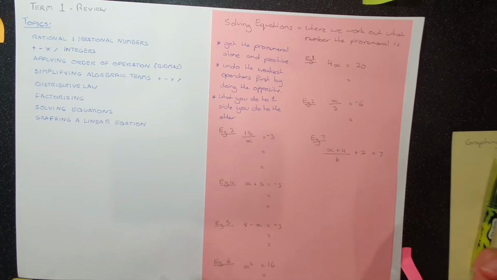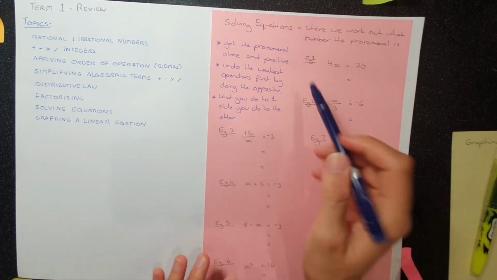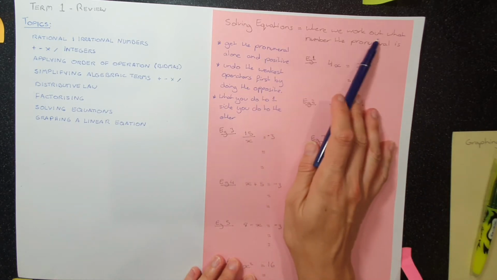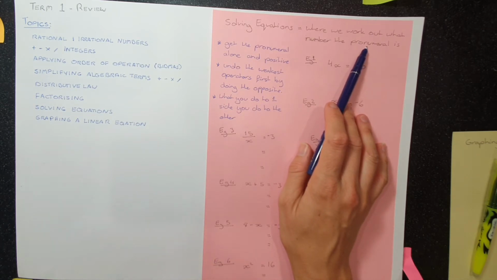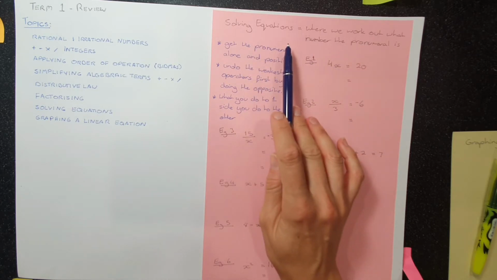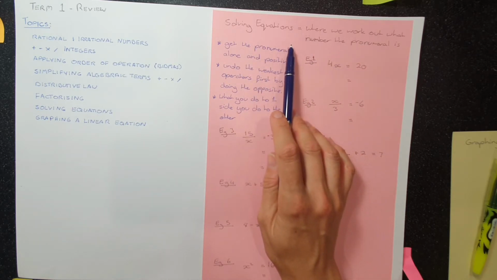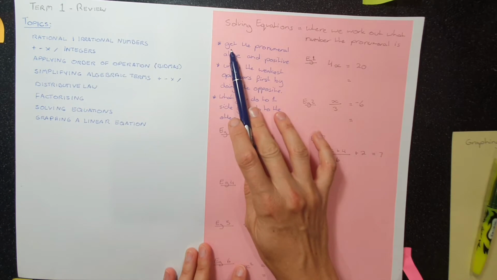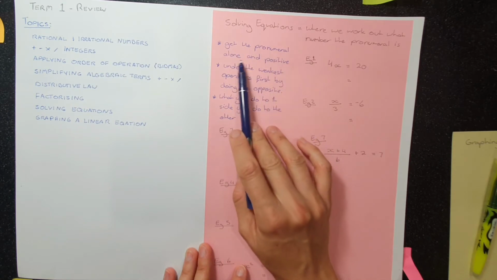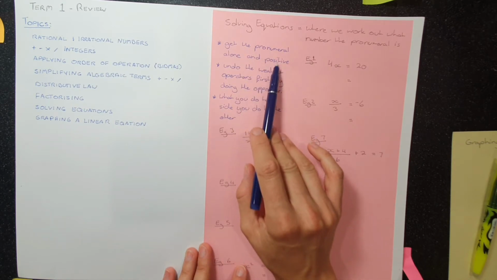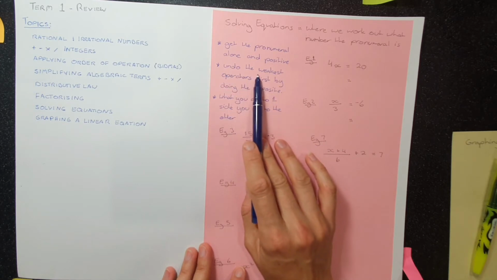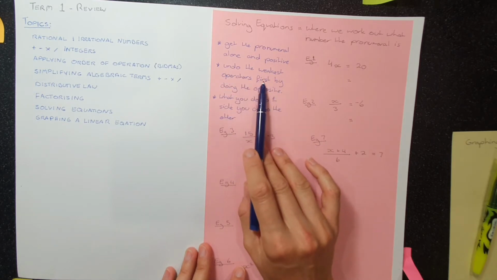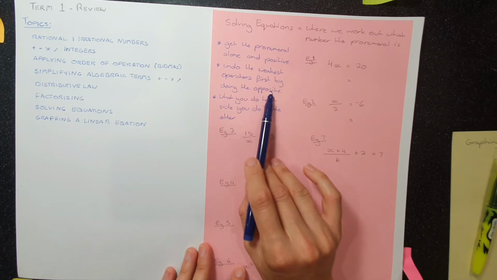So, solving equations. What I need you to note here is that this is where we work out what the number is that the pronumeral is representing. So when we have an x in an equation, when we solve the equation, it means we find out what number x is representing. How do we do this? Well, we have to get the pronumeral on its own, and we have to keep it positive. We have to undo the equation by the weakest operators first, by doing the opposite of them.